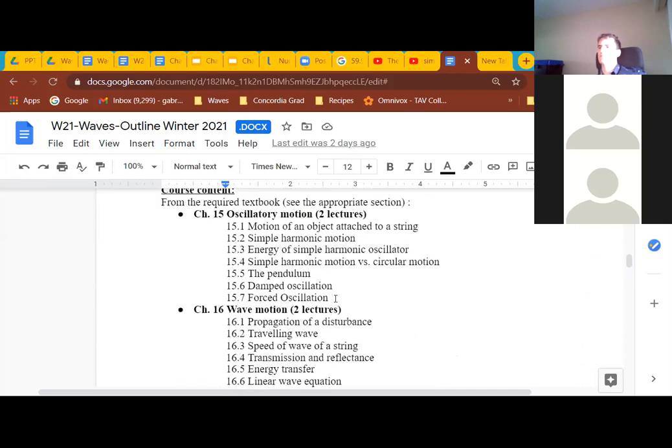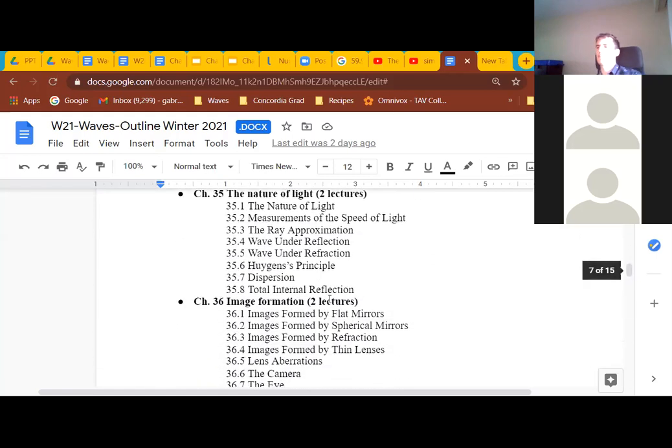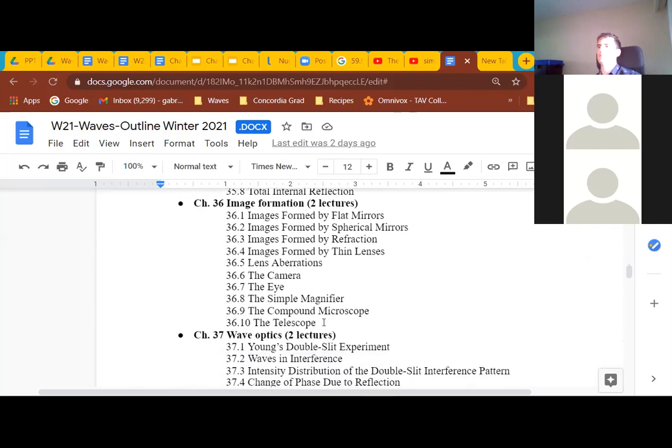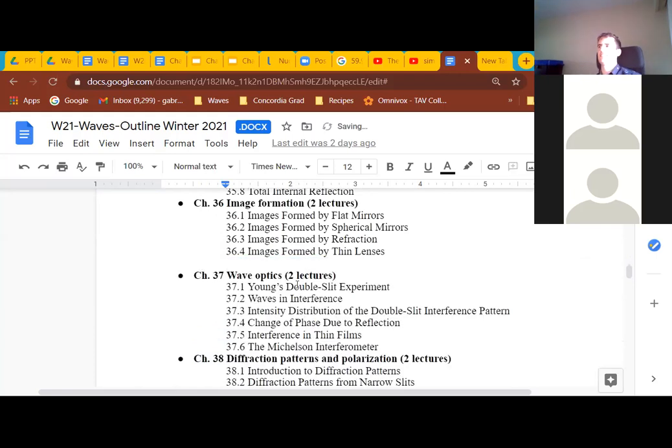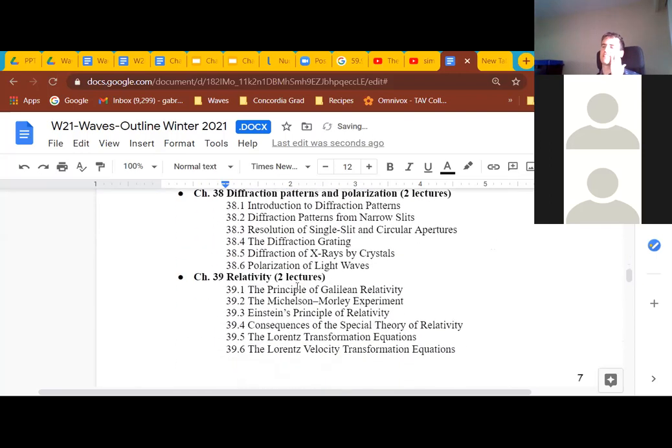Nothing really nuanced is going to show up. So say for image formation, we can just forget about everything that's not a flat lens or a mirror. But again, I'll finalize that.